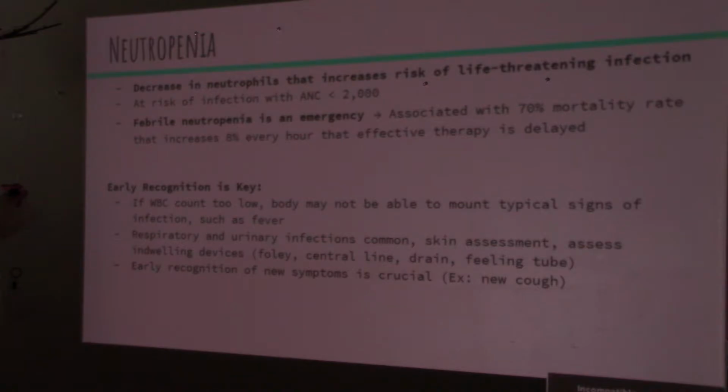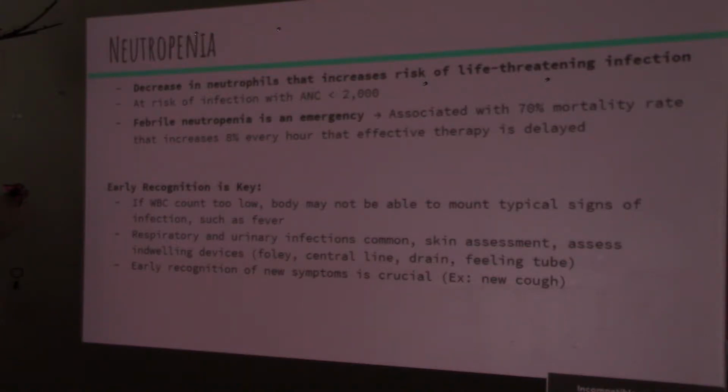So neutropenia, as we all know, is a decrease in the neutrophils. So here at the hospital we use 1,000 as our absolute neutrophil count. The conference recommended actually using a number for ANC of 2,000, just to protect those immune compromised patients even more, but our policy here is 1,000.